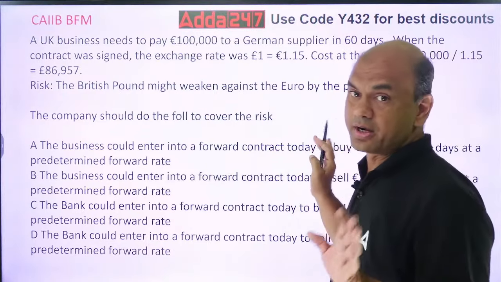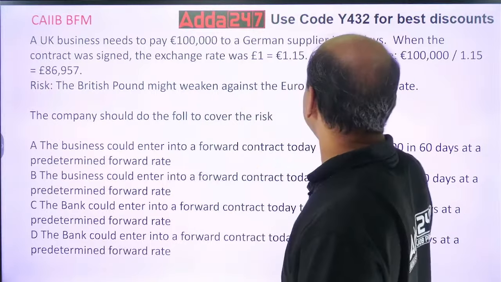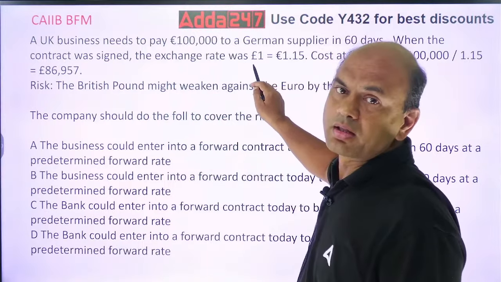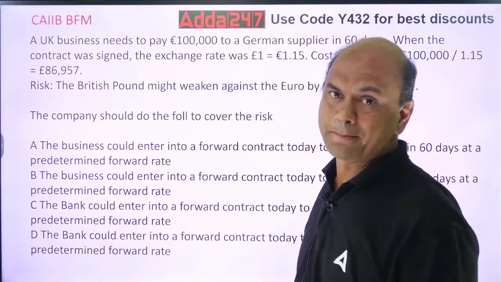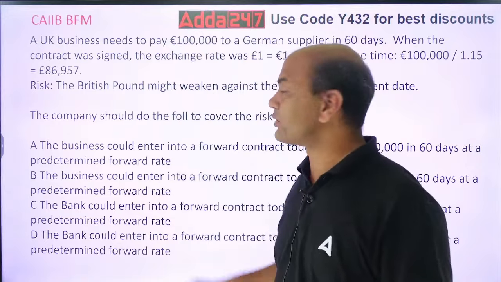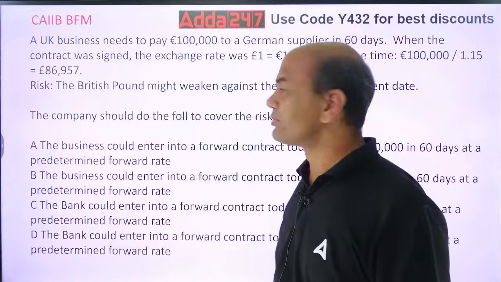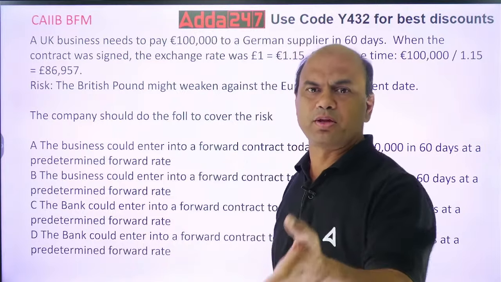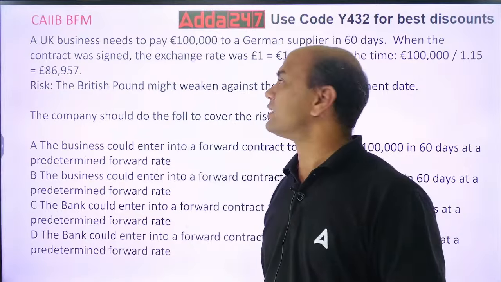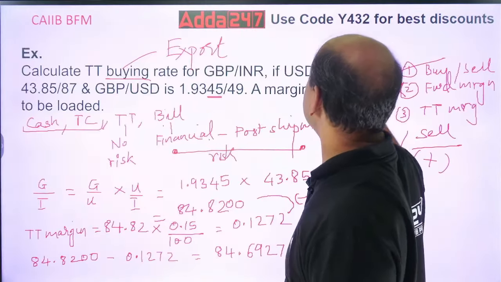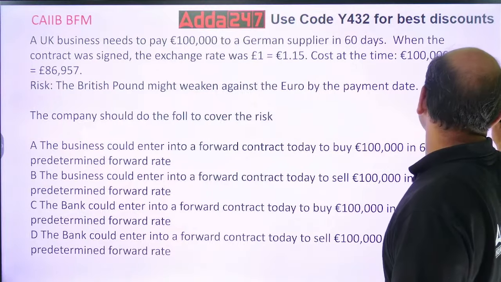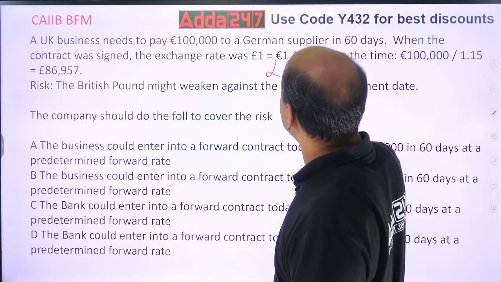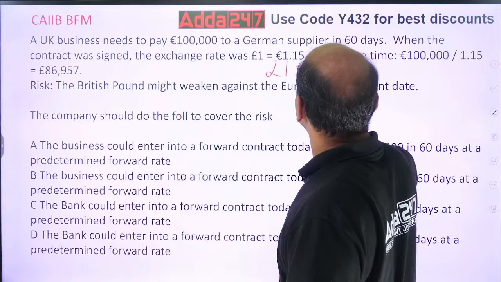The British pound might weaken against the euro by the payment date. So they are afraid that the risk is the pound might weaken. Pound might weaken means what? If I have to buy 1 pound, now I am paying 1.15 euro. But if the pound weakens, then I'll have to pay 1 euro only. Okay? This will come down. So for buying 1 pound, now I am paying 1.15 euro. After, let's say, 60 days, then I might have to pay, kindly note, 1 pound equals euro only 1.